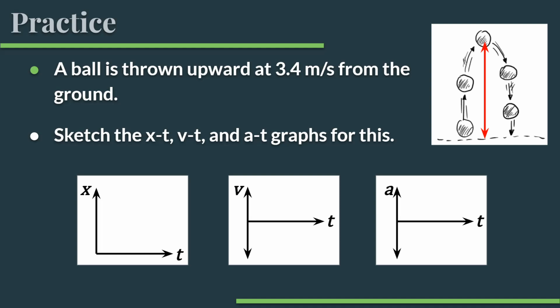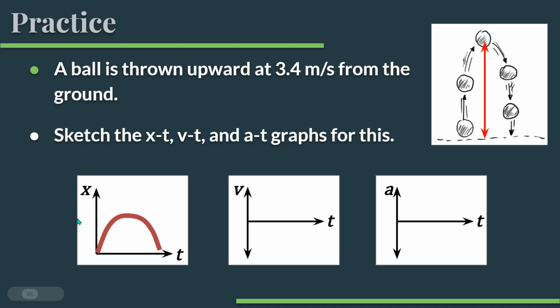All right, let's see if we can draw some graphs for it. Okay, what does the XT, VT, and AT graph look like? Well, on my position time graph, I need an object that starts going in a positive direction, upward, but slows down, stops, and then starts going in a negative direction while getting faster. It's going to look just like the trajectory would. Looks kind of like the shape you see in this picture right here.